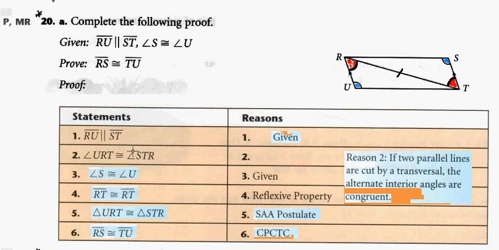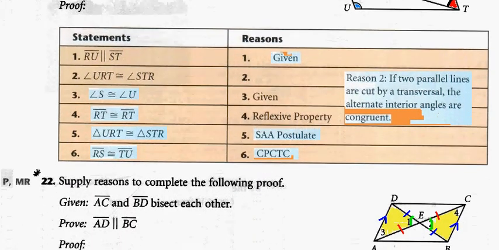And we can see that triangle URT is congruent to STR because of the side angle angle postulate. Side angle angle, side angle angle, and therefore RS is congruent to TU right here. Those are congruent because corresponding parts of congruent triangles are congruent. Alright, then heading down to 22.